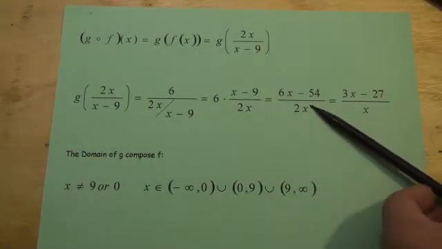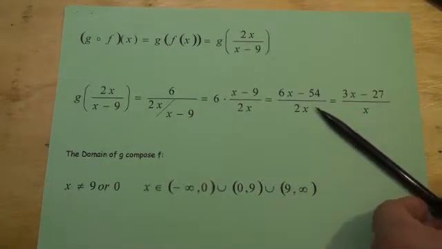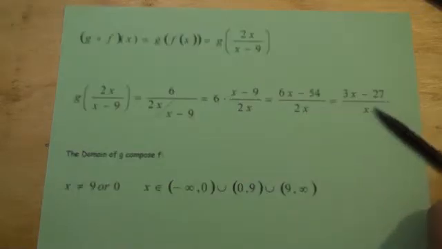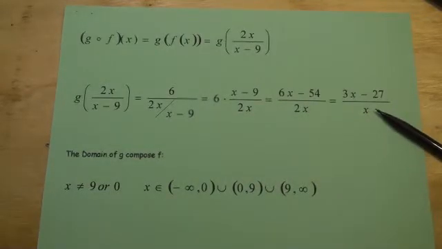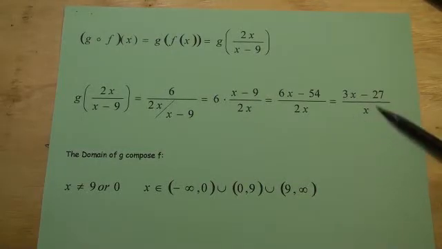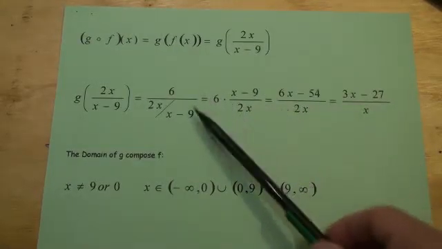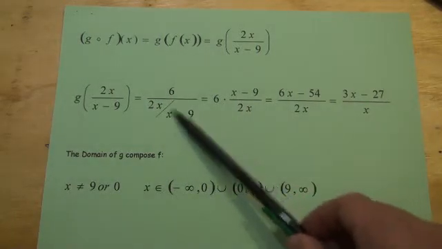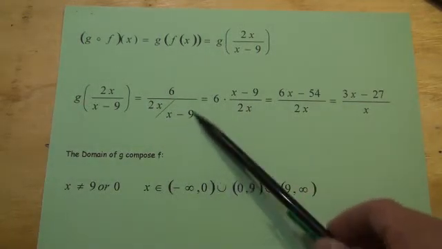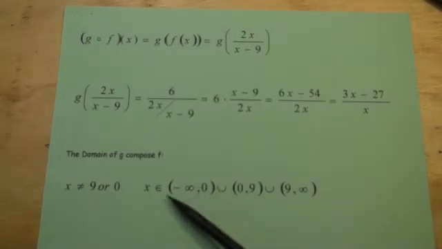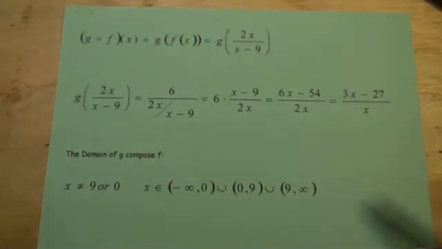Okay, you end up with 6x minus 54 over 2x. Of course, you can divide each of these 3 by 2, so we end up with 3x minus 27 over x. And of course, x cannot be 0 here, but again, you always check your steps prior, and x was not going to be allowed to be 9 here. So therefore, we will have the following. All right, so that is more function compositions and their domains, and we'll see you around.